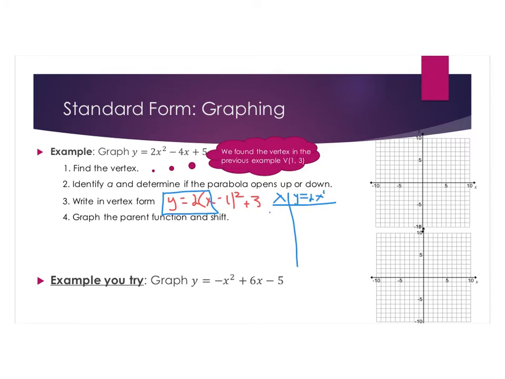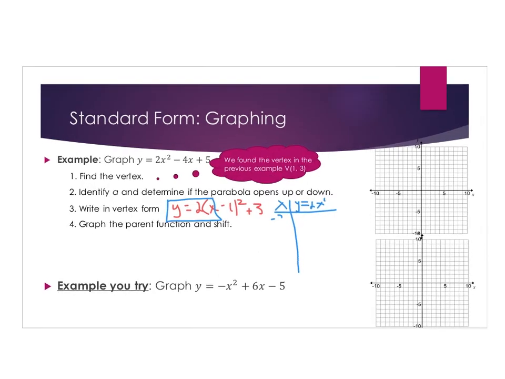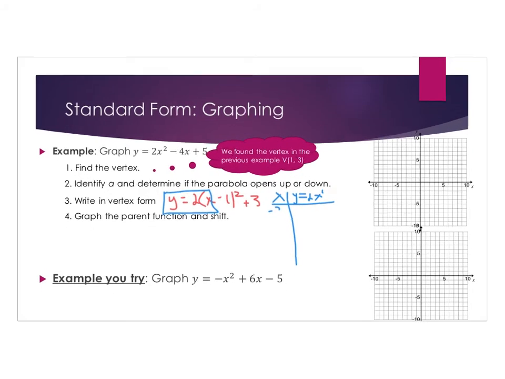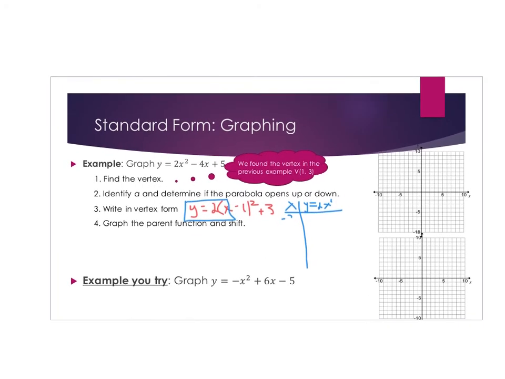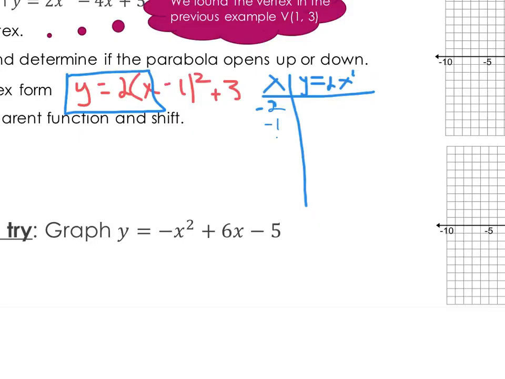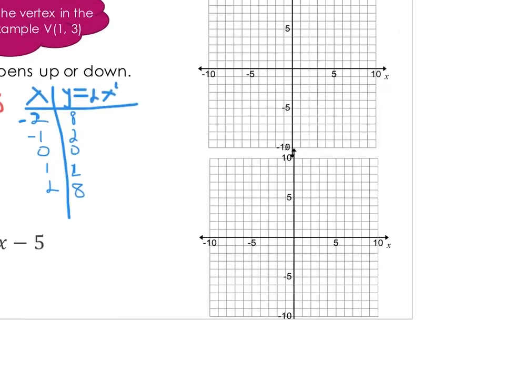And we're going to use negative 2, -1, 0, 1, and 2. And we plug those values into y equals 2x squared. For -2, you should get a value of 8. For -1, a value of 2. For 0, 0. For 1, 2. And for 2, 8. Now we're going to plot those points on our grid.